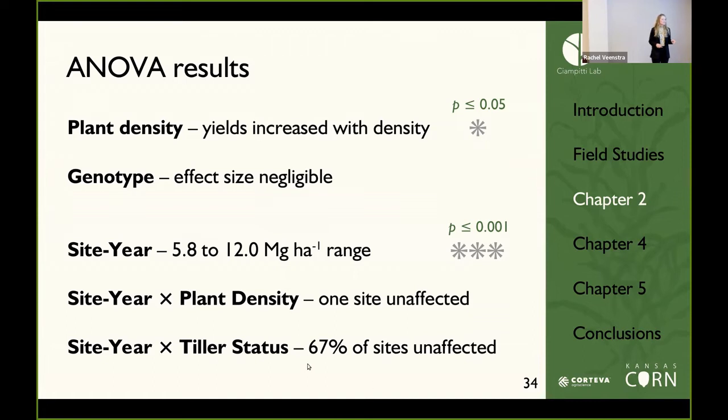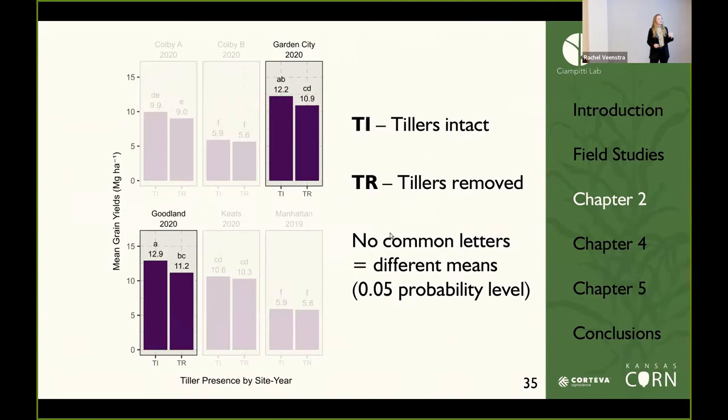The site year by tiller status interaction: 2/3 of our sites had no change, whether tillers were intact or removed. The other third did, and those are the ones we're going to talk about. So in this plot, you'll see the two highlighted panels are the site years where we had a significant impact of tillers. The TI on the x-axis indicates plots with tillers intact, and the TR, those with tillers removed. The grain yields are on our Y, and you'll notice that in both of these site years, Garden City and Goodland, we had a significant increase in yield when tillers were present.